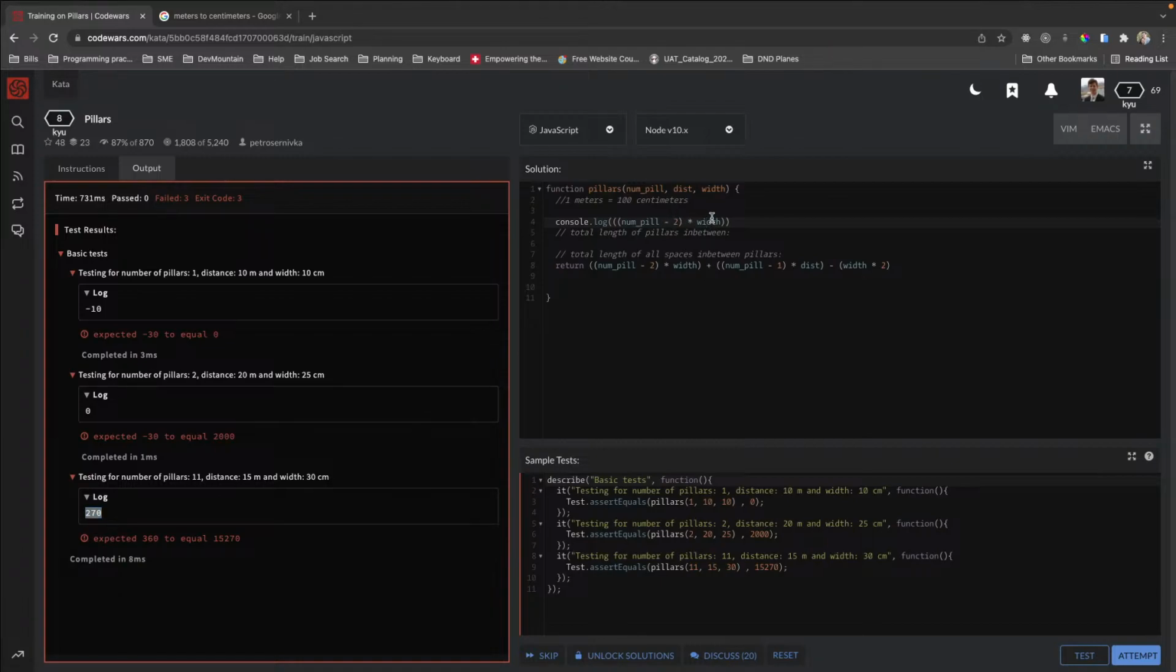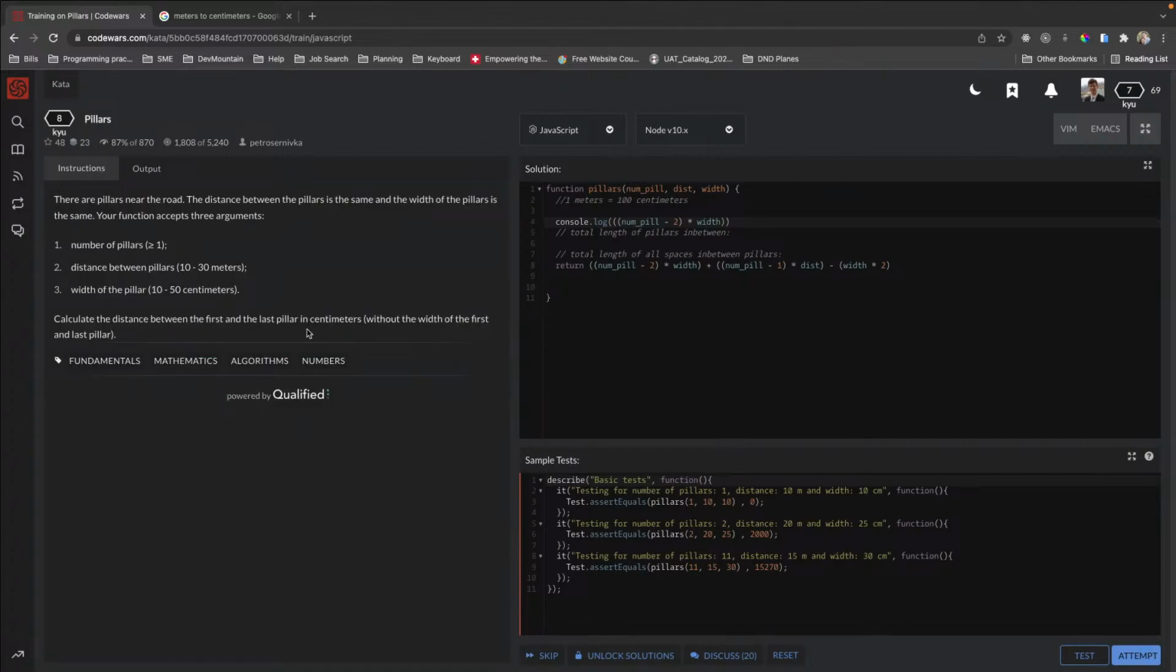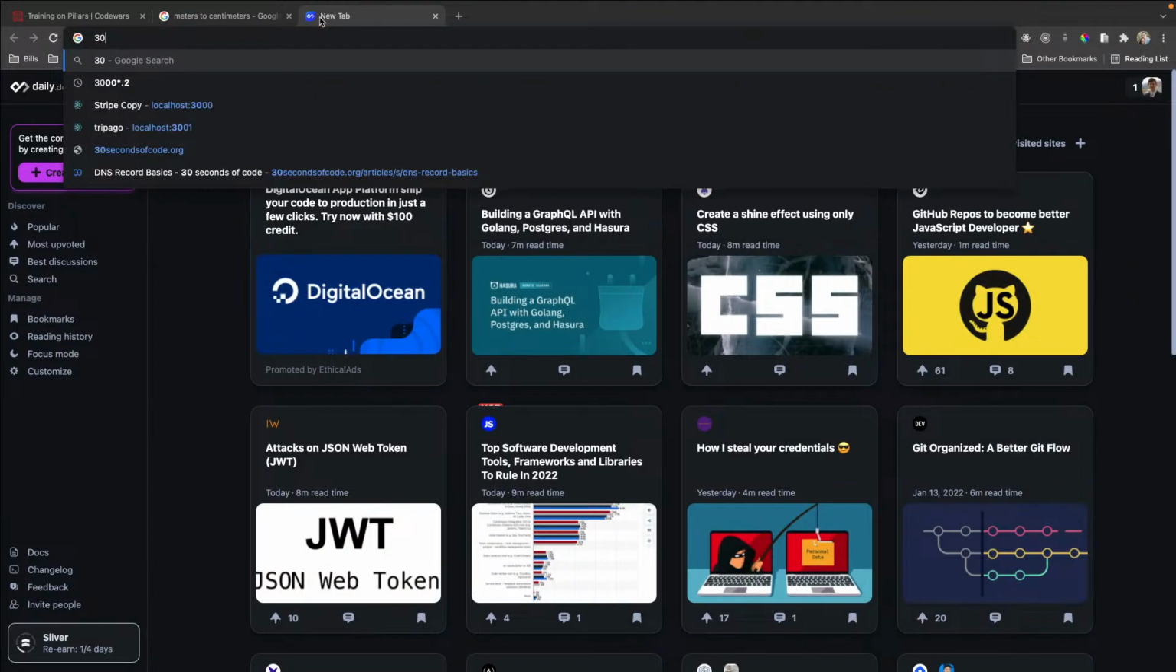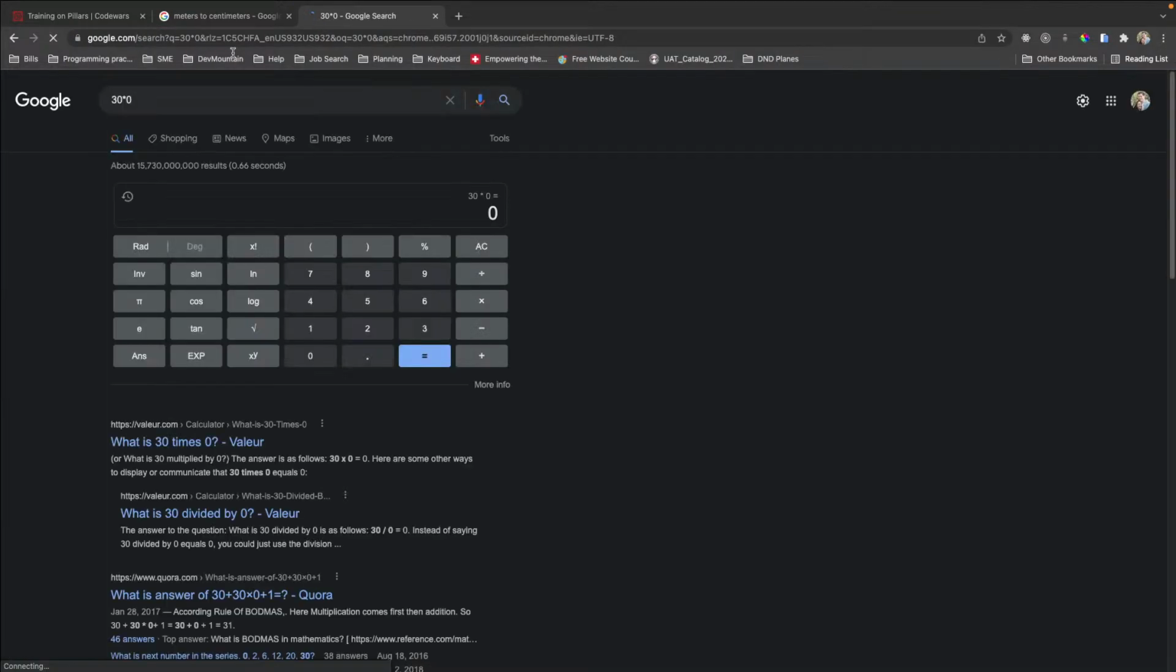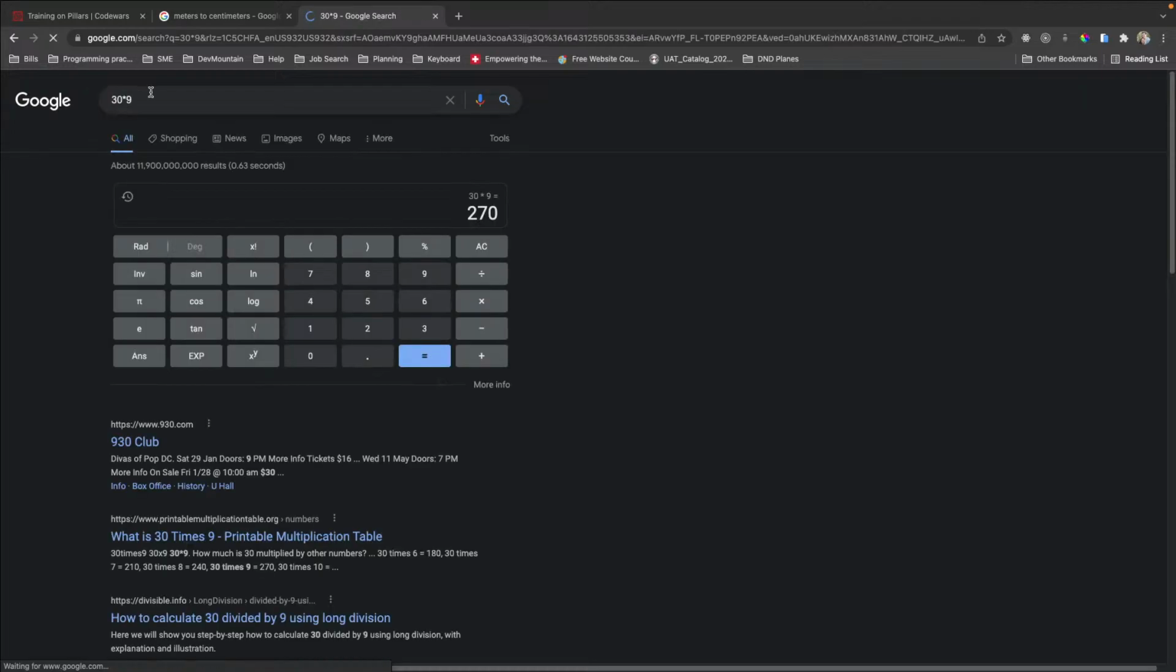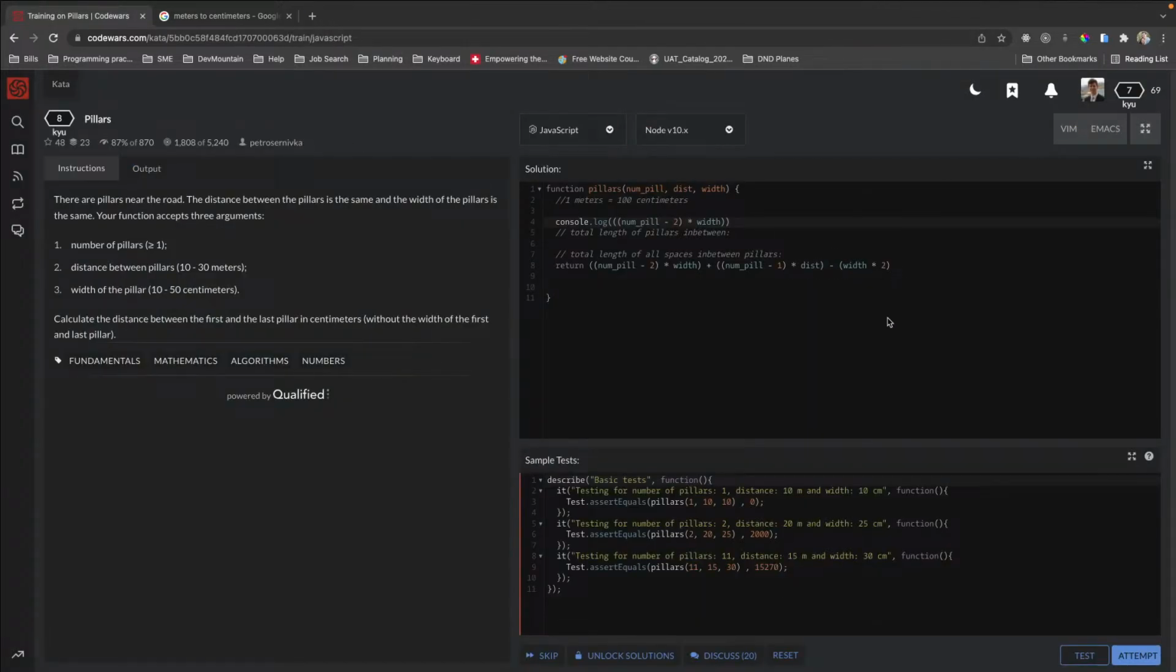Okay, and we can double check our math. So it should be 9 times number of pillars, width of pillar, 30 centimeters. 270, cool. All right, so that's working.